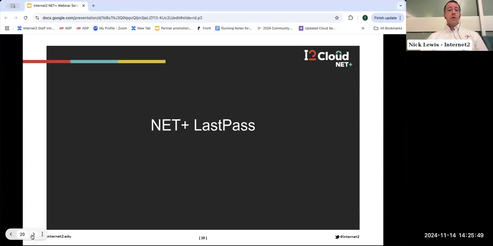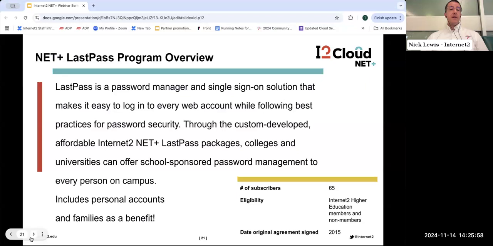So now we'll go into LastPass, and LastPass is a password manager and single sign-on solution that makes it easy to log into every web account while following best practices for password security. Through a custom developed, affordable Internet2 Net Plus LastPass package, colleges and universities can offer school-sponsored password management to every person on campus, and it includes personal accounts and families as a benefit.